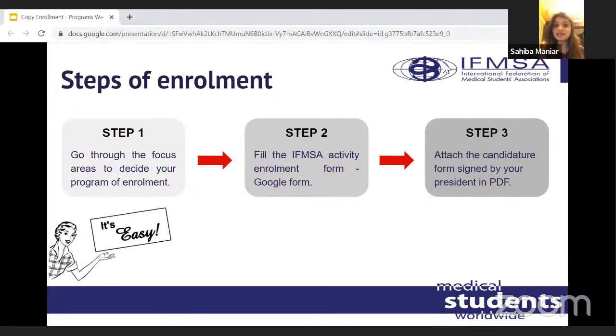So to summarize it, IFMSA enrollment into programs has just 3 procedures. 1, decide your focus areas. 2, fill in the enrollment Google form. And 3, attach the candidature form signed by your president into the enrollment form. Could we go to the next slide, please?